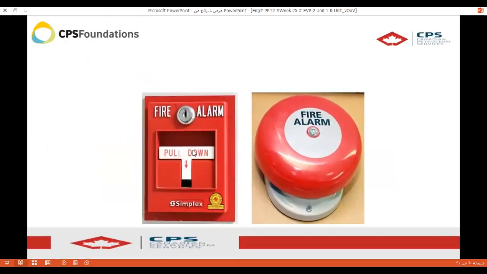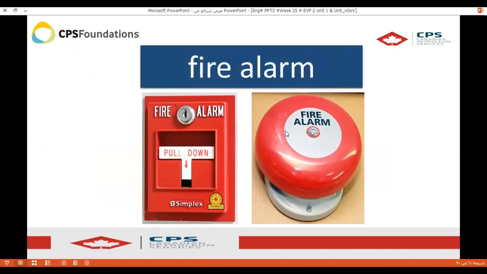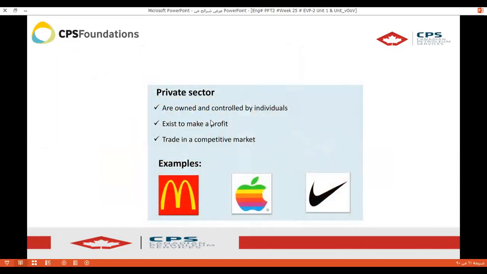What's this? This is a fire alarm. When you see a fire at workplace, you just click on the fire alarm, or sometimes fire detectors or smoke detectors. They turn on the fire alarm. Fire alarm.